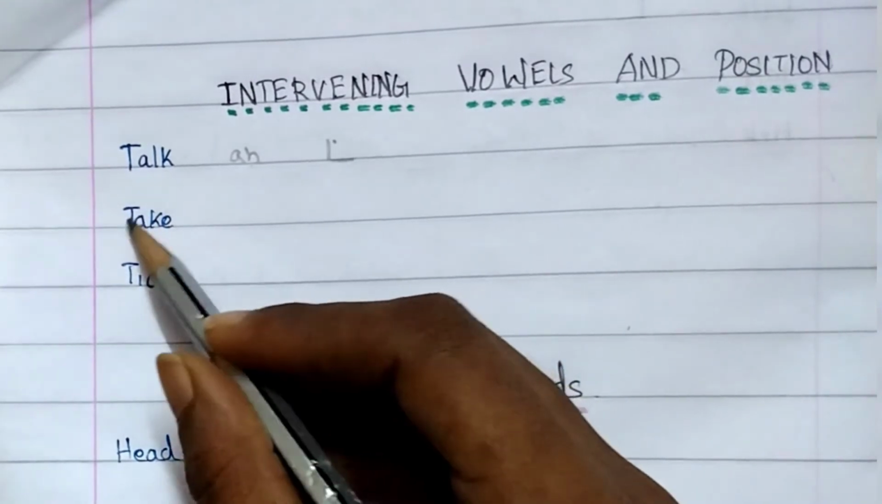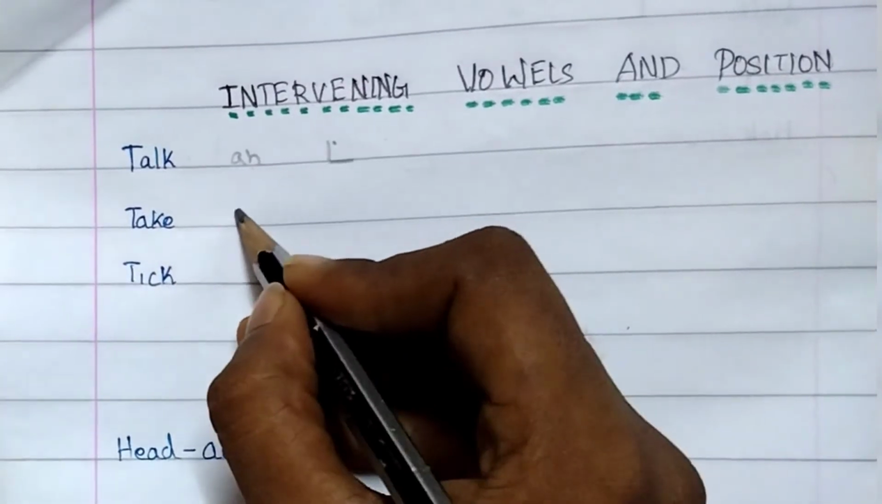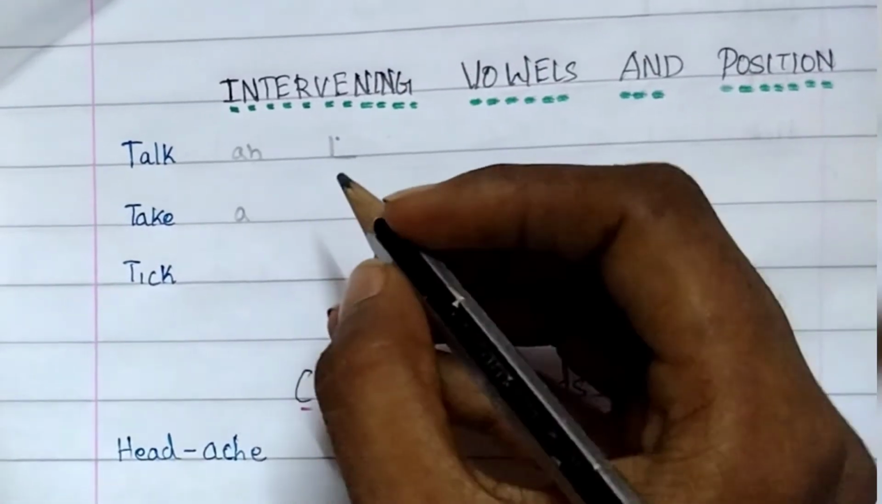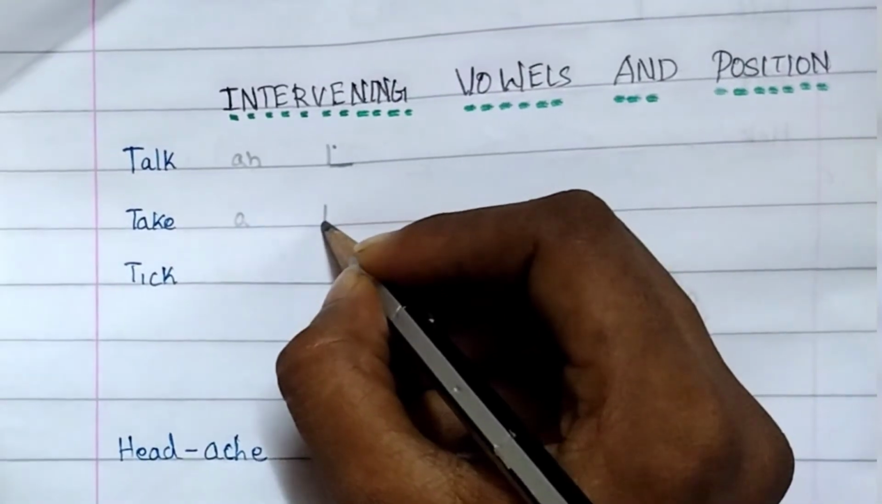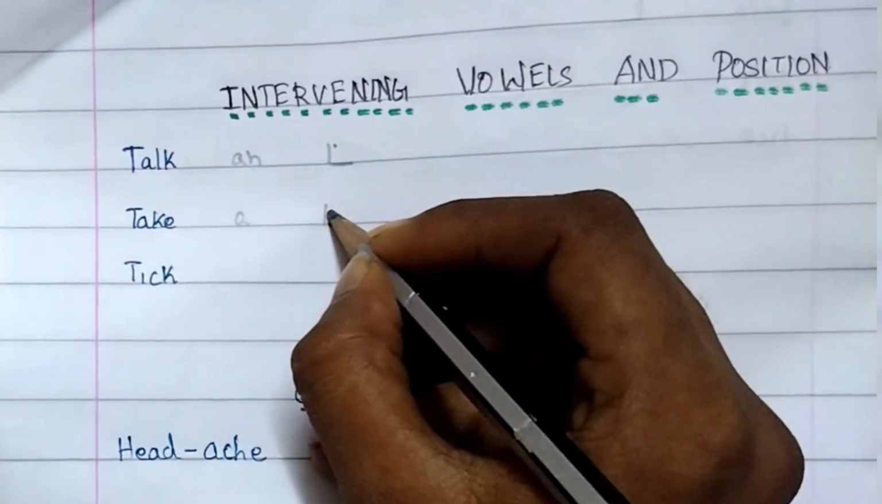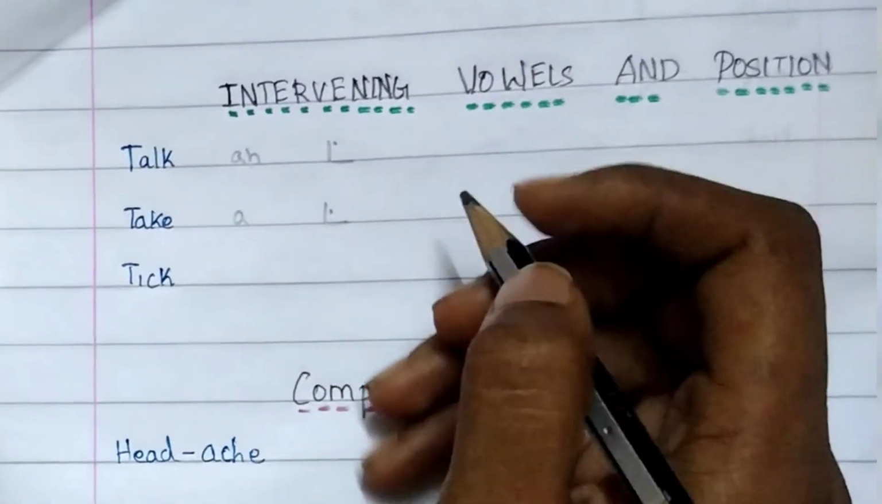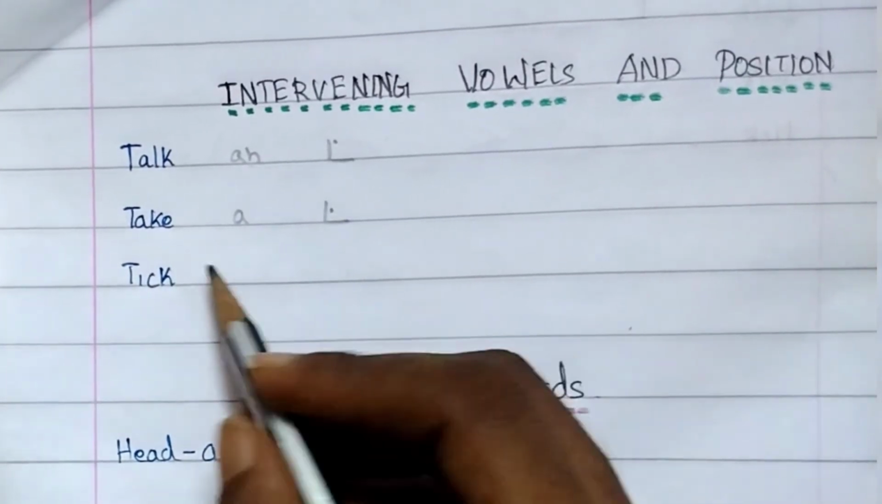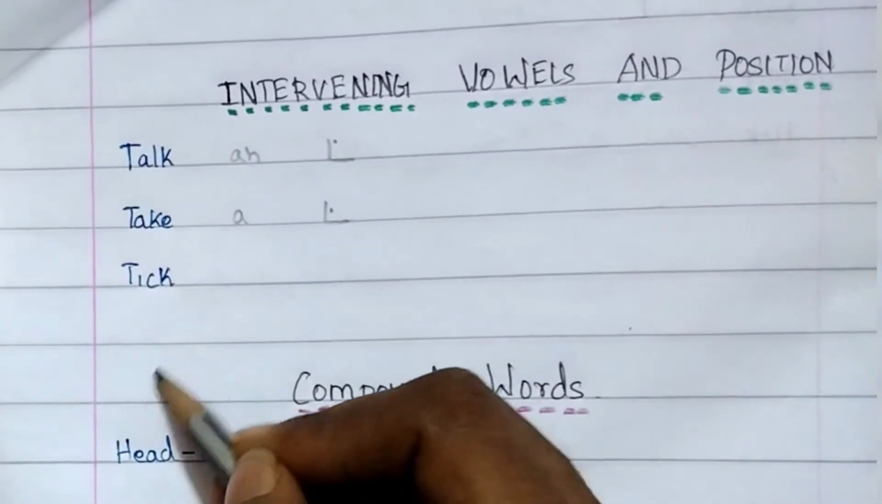The next word is take. Take has an intervening vowel which is A. A is a second place vowel. So we will write it as TK and we will place the vowel in the second place after T. So this is take.